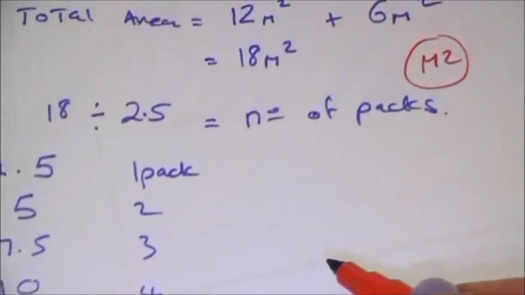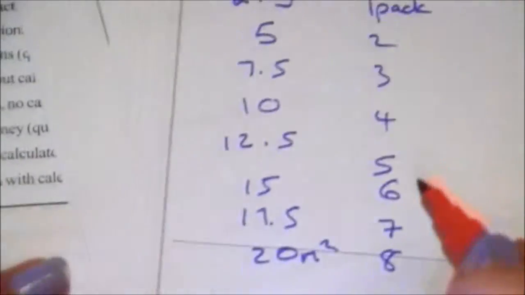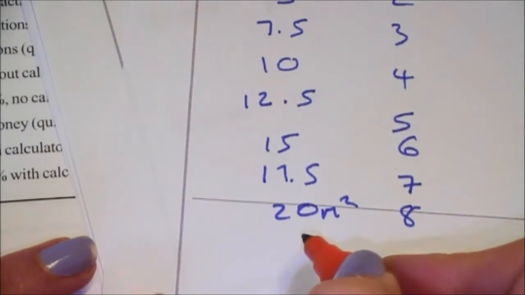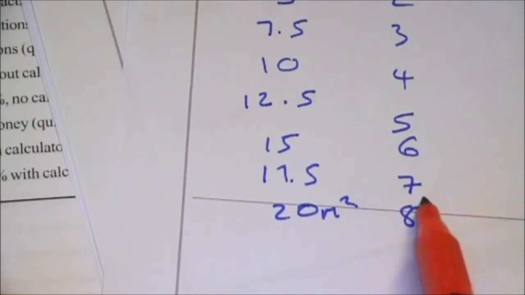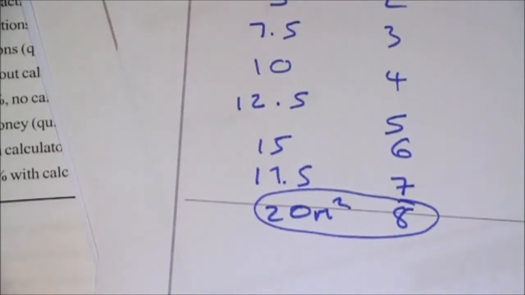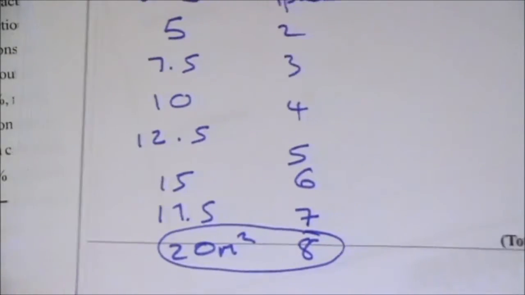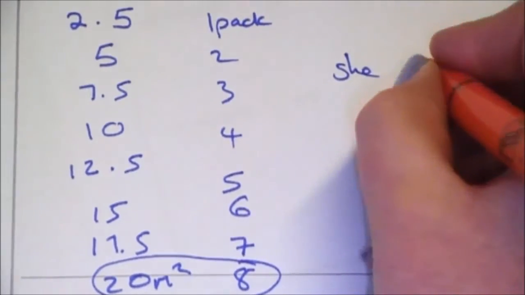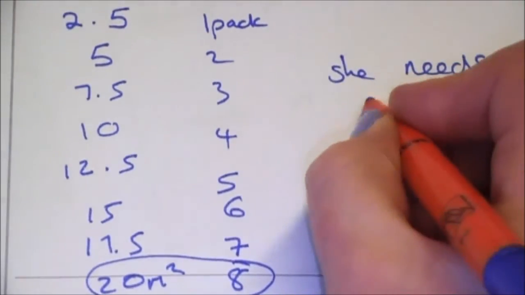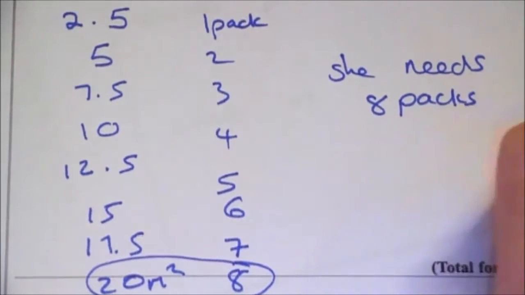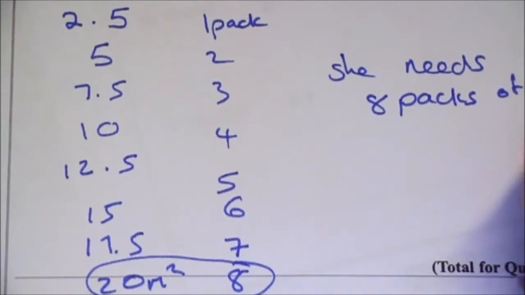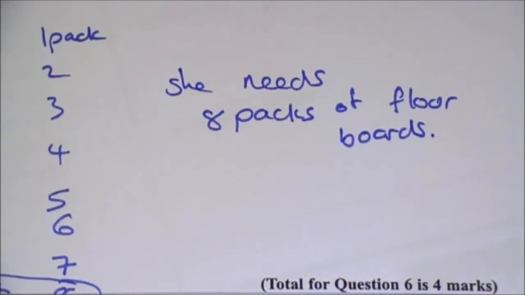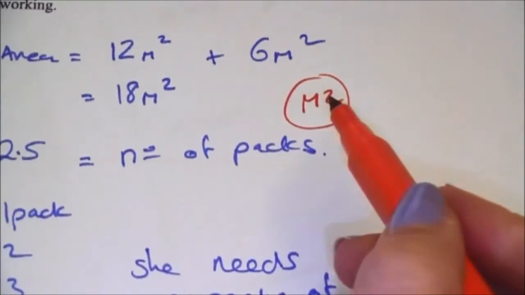Now I wanted to cover 18 metres squared. So that means 7 packs is not going to be enough. And although 8 packs is too much, if I need the whole floor covered, I need to buy 8 packs of the tiles. So I'm then going to make my statement that she needs 8 packs of floorboards. I think I was calling them tiles all the way throughout. I mean floorboards. So I got 2 marks up there for the area.